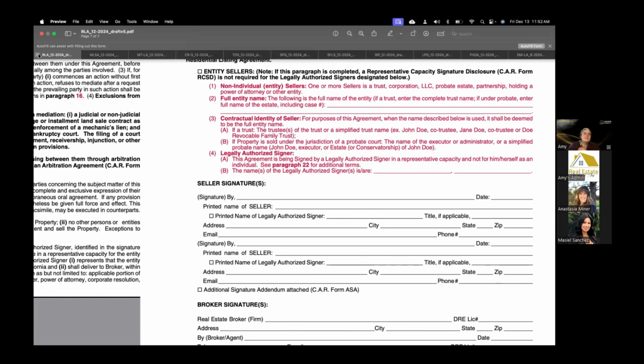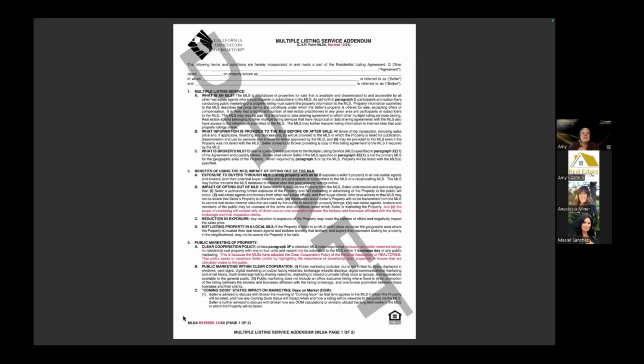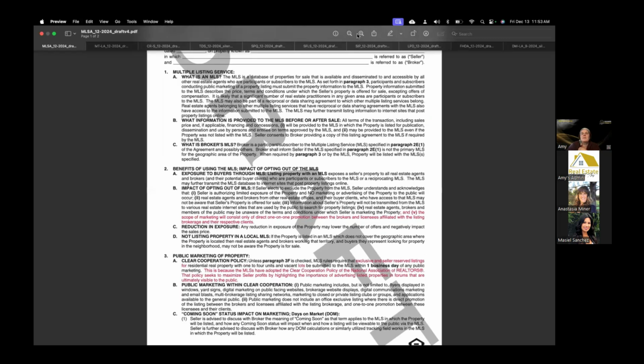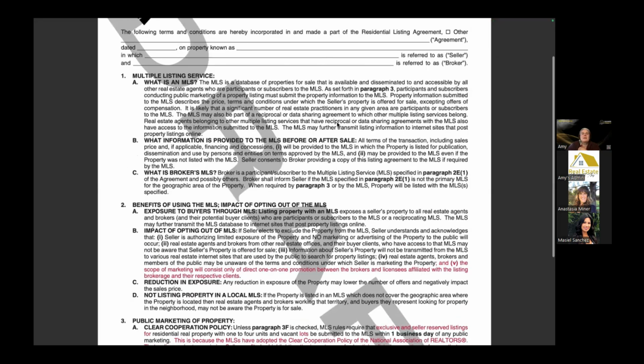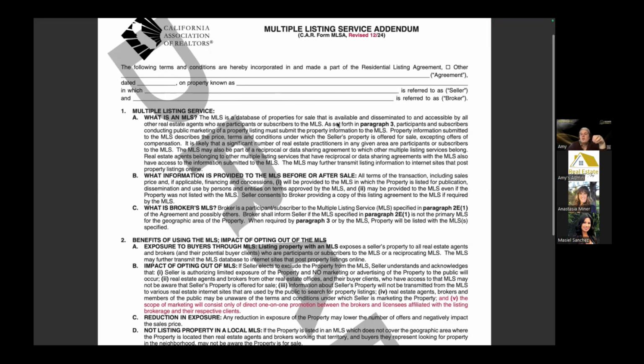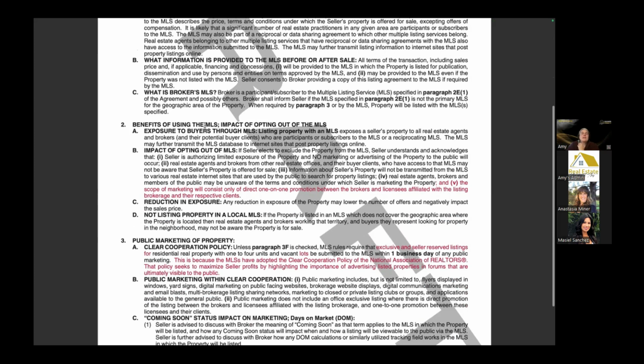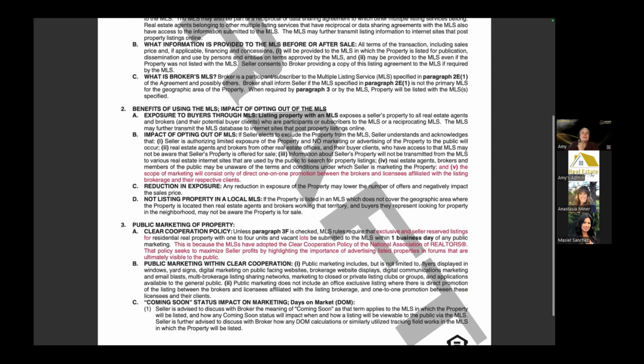No problem. All right, the next form where there were changes is the MLSA. That's our multiple listing service addendum. So I'm just trying to figure out how to blow it up for you guys. There were a couple changes there. Remember, this form was new in July. They rolled it out in July. And it just talks about the benefits of using the MLS, impact of opting out of the MLS.